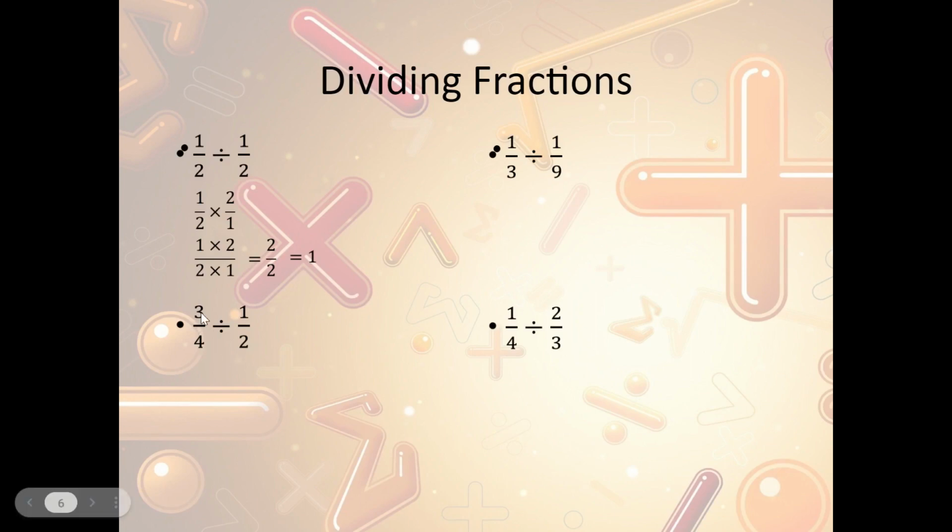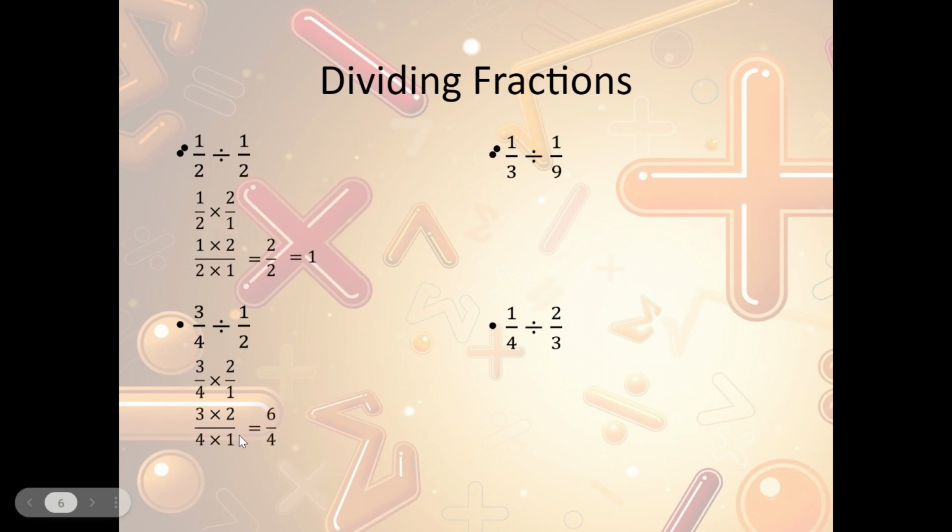Now let's look at this one. We have 3 over 4 divided by 1 over 2. So we're going to freeze, change, flip. So this becomes 3 over 4 times 2 over 1. Now we multiply across, so we get 3 times 2 and 4 times 1. Well, 3 times 2 is 6, and 4 times 1 is 4.